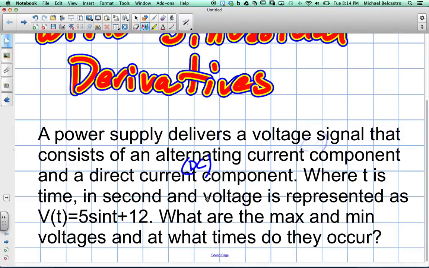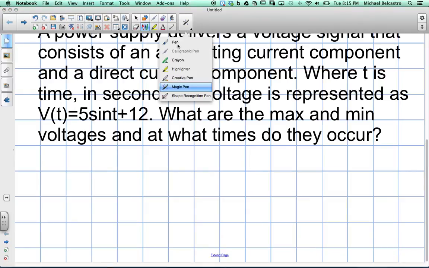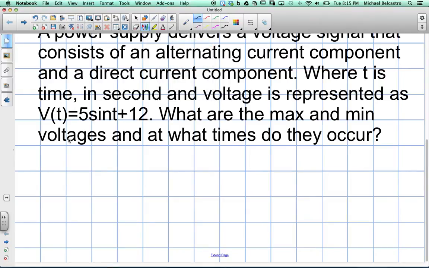Where t is time in seconds, and the voltage is represented as V of t, so the voltage with respect to t is 5 sine t plus 12. What are the maximum voltages, and at what times do they occur? Okay, so there are kind of two ways we can go about this. If we know anything about sinusoidal functions and how to transform them, we can get a pretty good idea where these max and mins are going to be, okay? And we'll rewrite this out here, but we can prove it using our calculus.